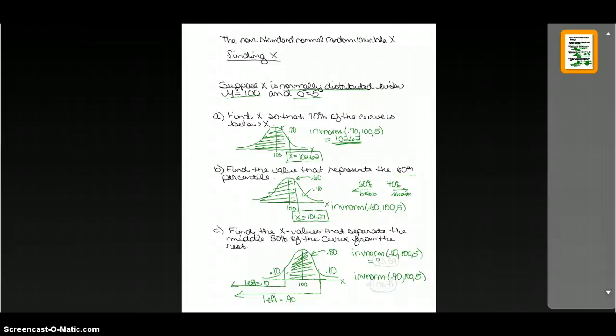So this first one is 93.59, and the next one is 106.41, and those are the two x values.